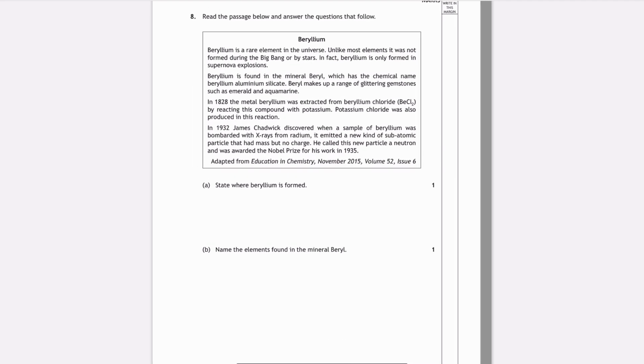So then a literacy question. You're to read the passage to state where beryllium is formed. If you read through the passage, you should find that it's formed in supernova explosions. So you would just copy that down.